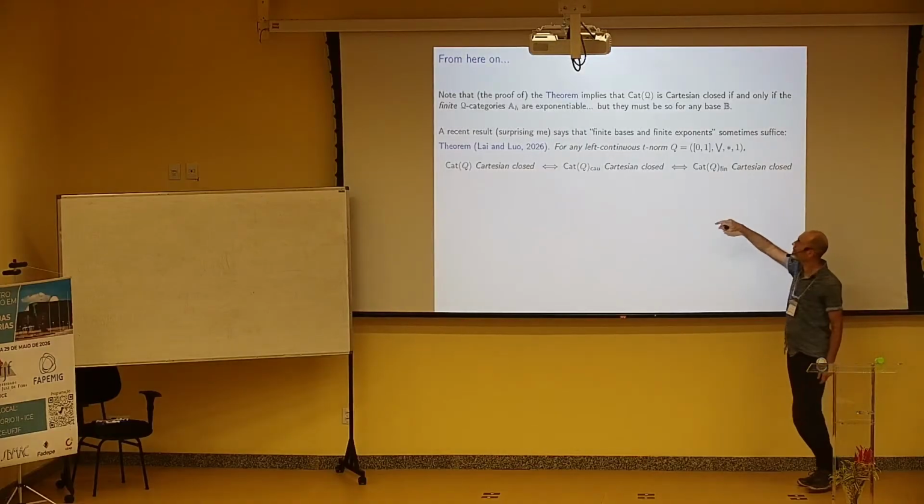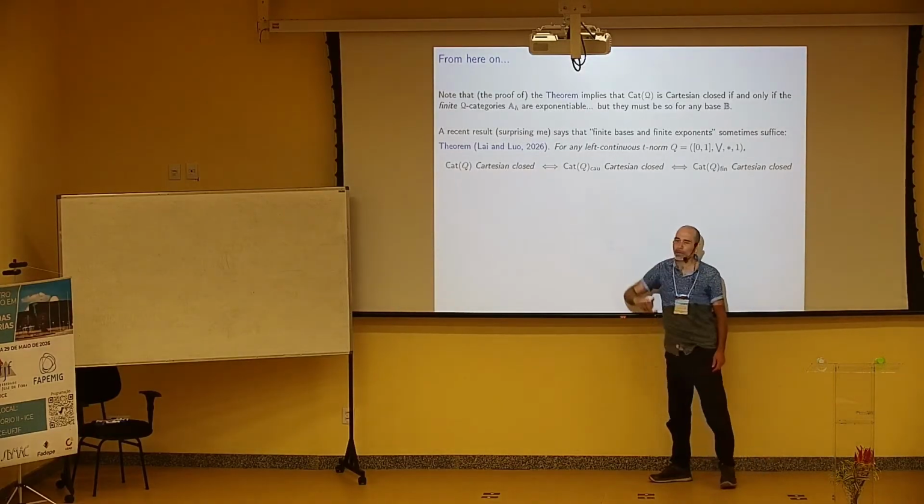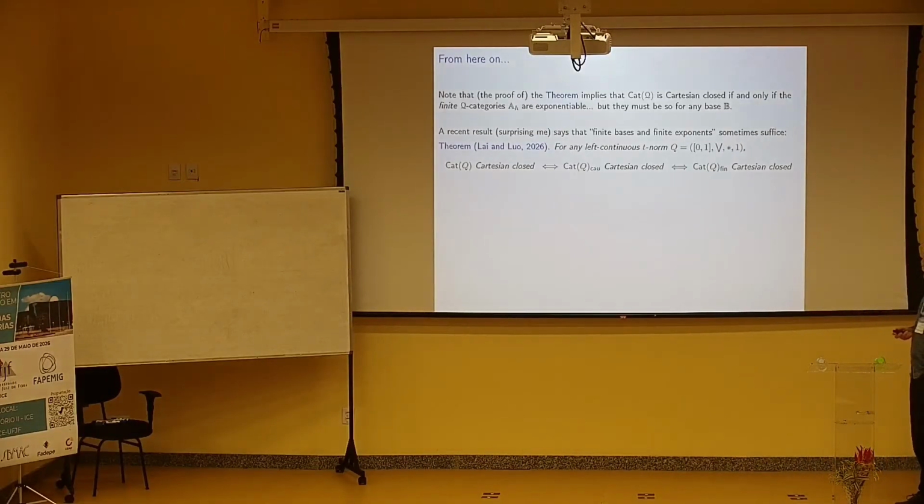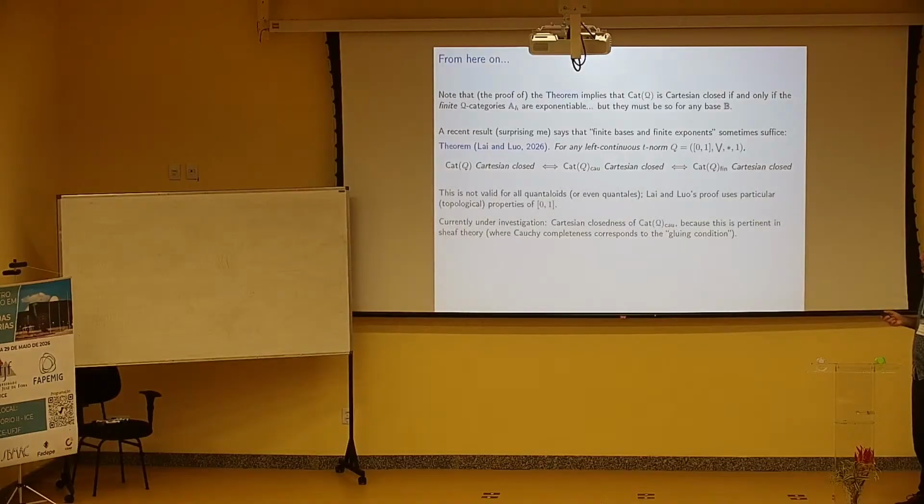And there is even an intermediate case where you can also ask this for the Cauchy complete ones. I'm not going to go into details, but this is a fun fact, which I don't understand fully yet, but I checked a couple of things. It's absolutely not valid for quantaloids or even quantales, because the proof uses very particular topological properties of 0, 1. So it uses structure that we do not have in general.